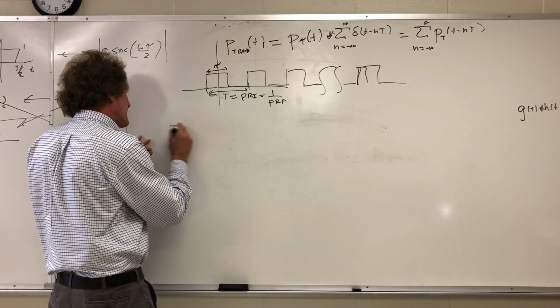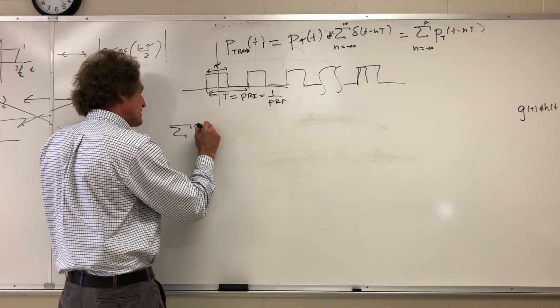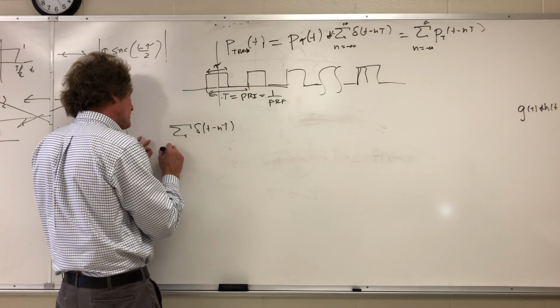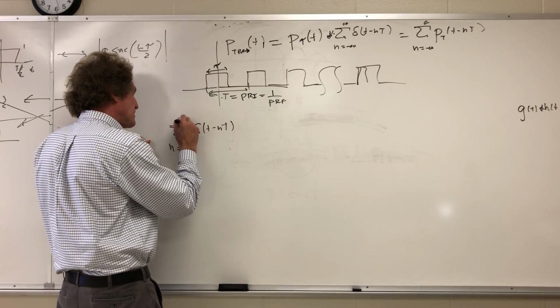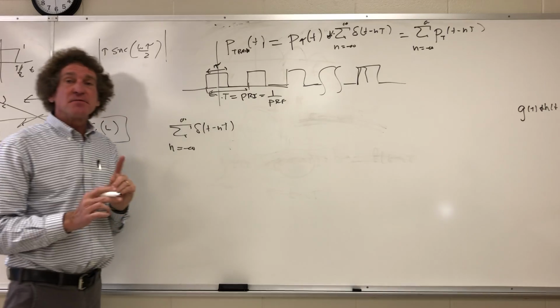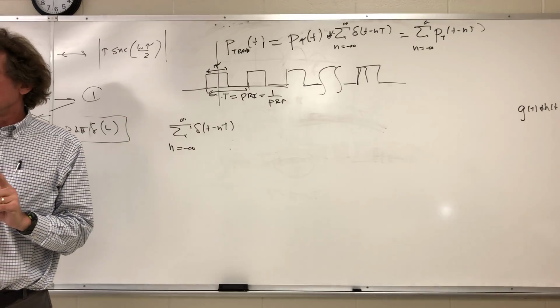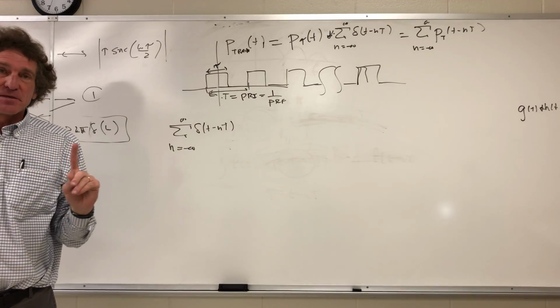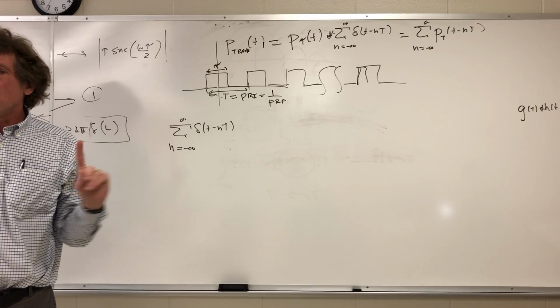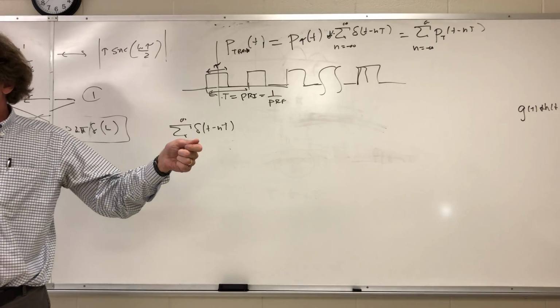All right, if I have an infinite series of delta of t minus nT, some of you may remember this, n goes from minus infinity to infinity. Y'all agree that's an infinite series of spikes. I call it a bed of nails. It's also called a comb function. Y'all remember? It looks like a comb, right?